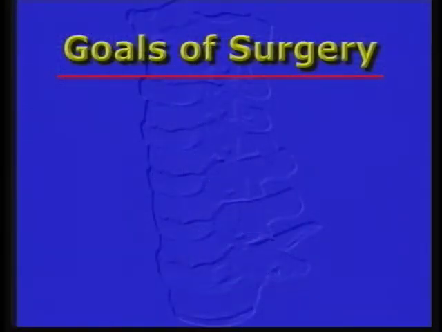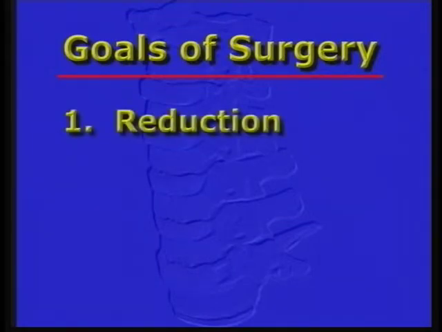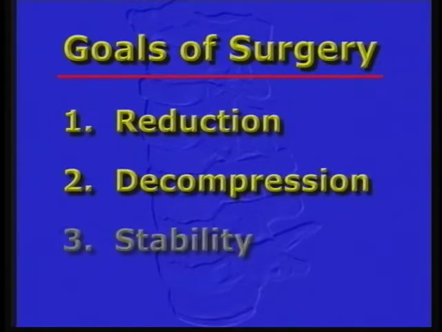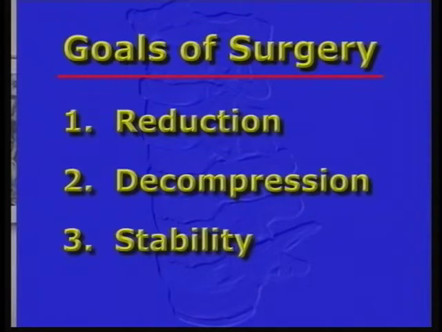The goal of surgery is to accomplish three main objectives. Reduction, which restores the spine back to its natural alignment. Decompression is the removal of damaged disc material or bone spurs that are pressing on the nerve roots and/or spinal cord. Stability, which is the stabilizing of the spine segments, usually through fusion, which eliminates unwanted motion. All three help in eliminating the symptoms described earlier.